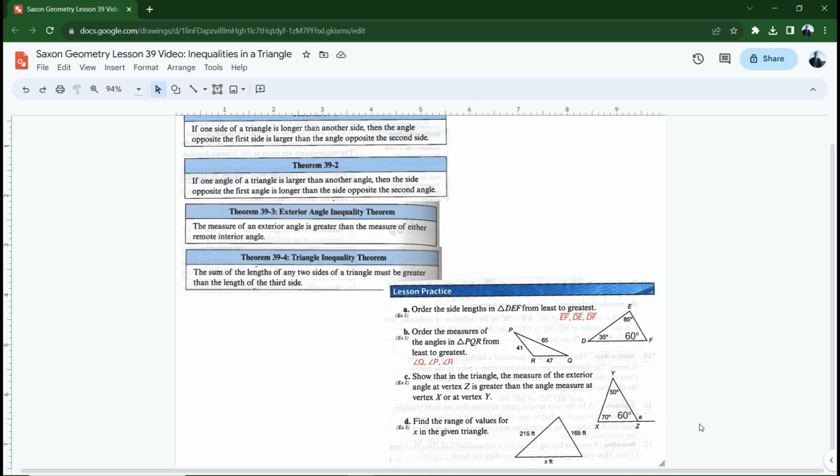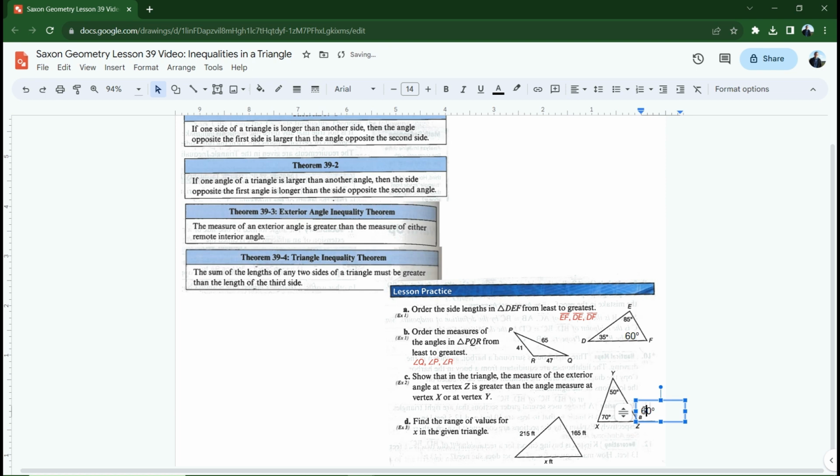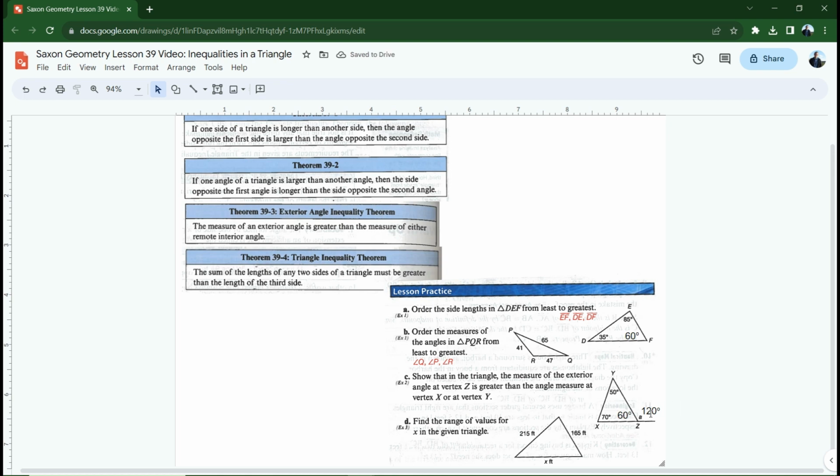All right, now I'm going to note that this 60-degree angle and angle A form a linear pair. Because these form a linear pair, the linear pair theorem states that they have to add up to 180 degrees because they are supplementary. So 60 plus 120 is 180. This is a 120-degree angle. And there we go. The measure of the exterior angle here at vertex Z is greater than the angle measure at vertex X or vertex Y. There's another way to prove that, just by adding together these two. I did it a little more thoroughly, but that proves that this angle is greater than either of these two.